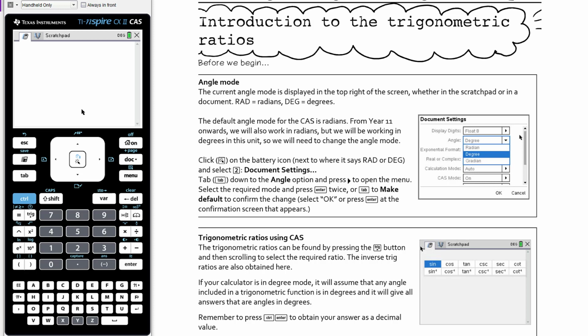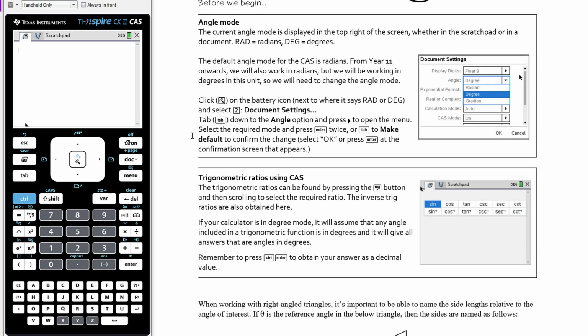If you get an answer to a question that you think doesn't make any sense, that's one of the first things you want to be thinking about when you're doing trigonometry. Oh, hang on, is my CAS in the right angle mode? Okay, so we want to make sure that we're in degree mode. The second thing is, obviously, we're going to need to know where our trig ratios are.